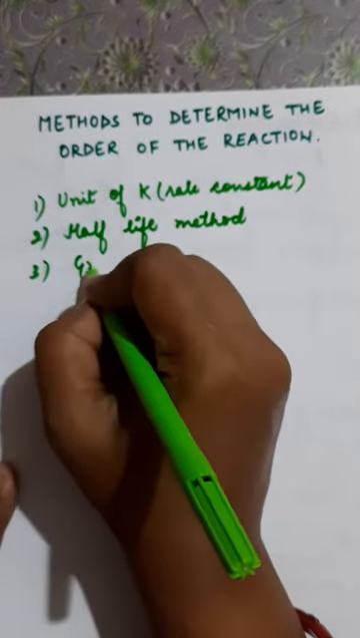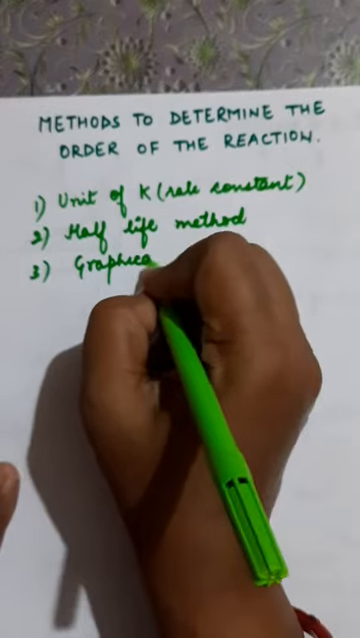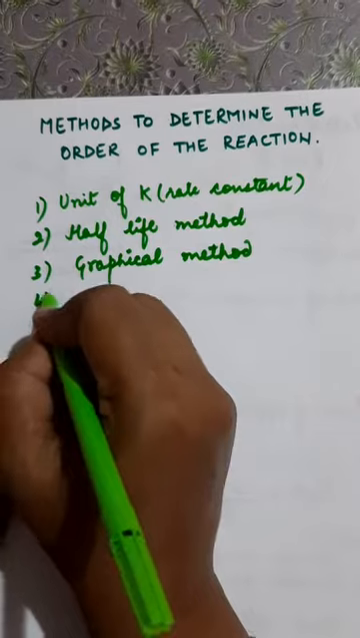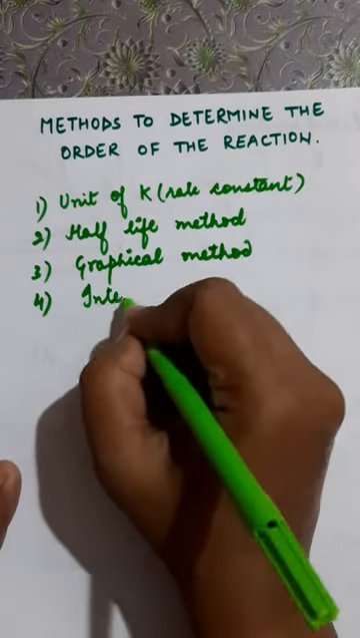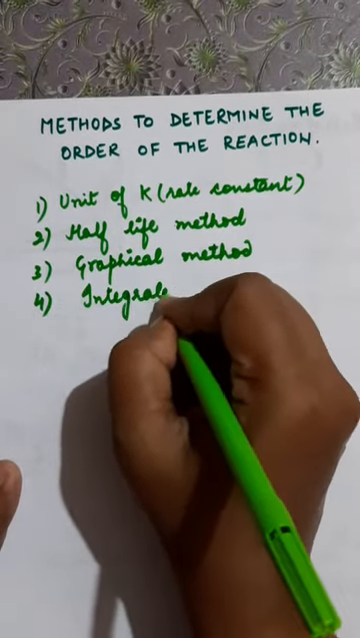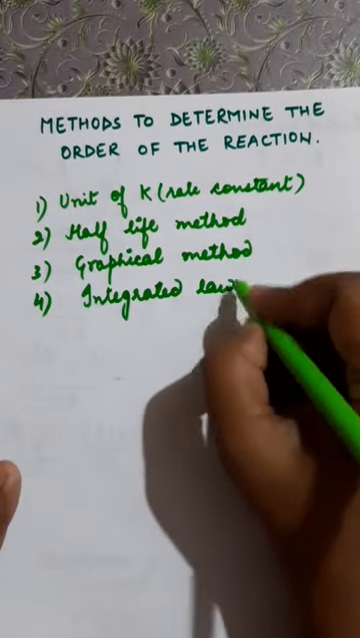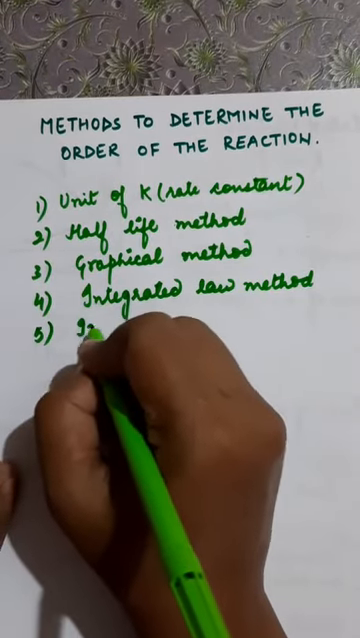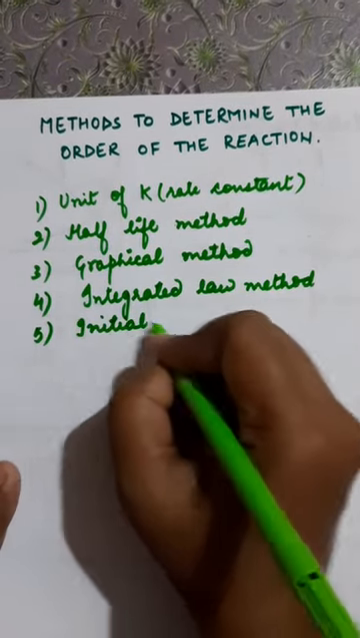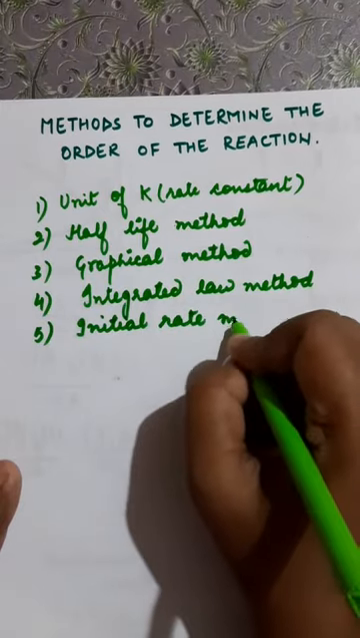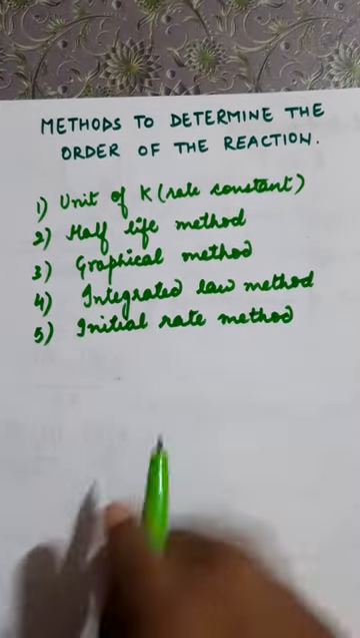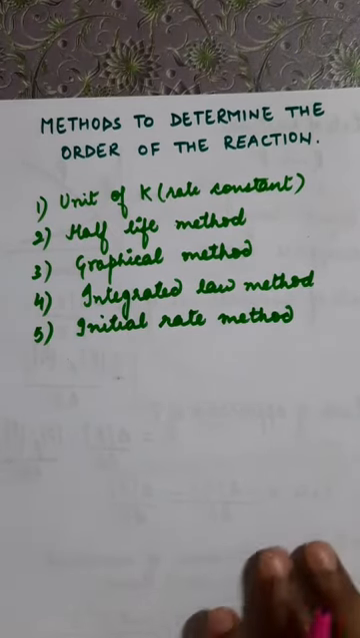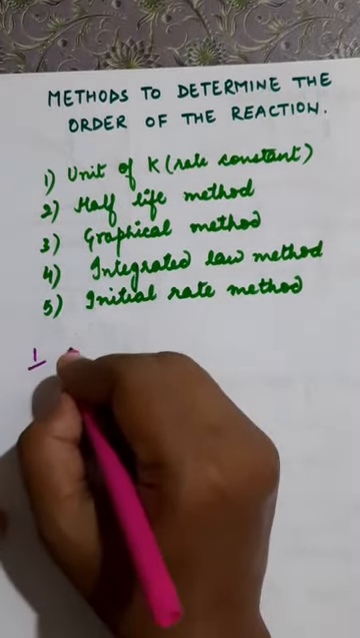Third is graphical method. We will discuss these methods in detail one by one. Fourth one is integrated law method. And fifth is initial rate method. So these are the different methods by which we can find out the order of a reaction. Now first we will start with first one, that is unit of K.